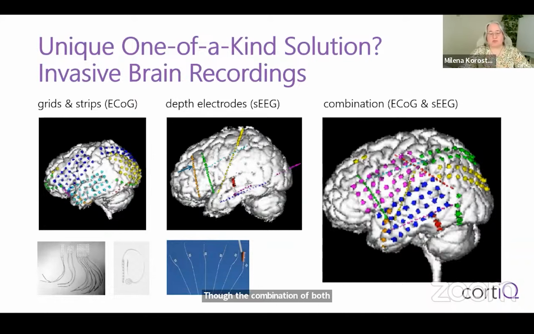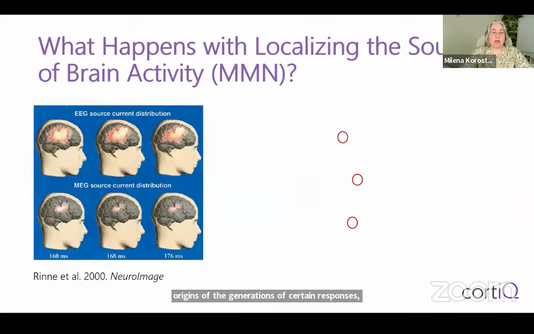And in these cases, of course, we have even more possibilities to explore the origins of the generation of certain responses, including mismatch negativity. So for comparison, here you can see one of the first studies that were trying to determine the origin of the mismatch negativity response. Here you can see this by Temurina, and here is the mismatch negativity localization with the EEG source current distribution. So you see the area is really, really broad.